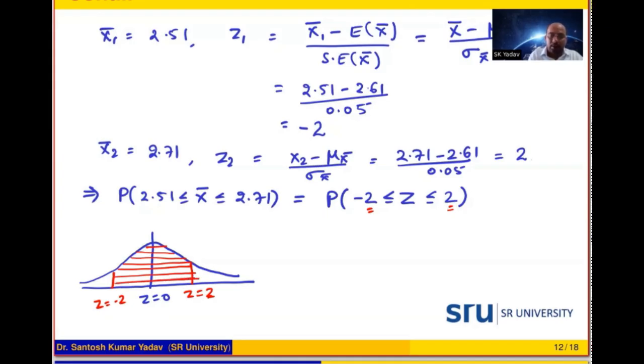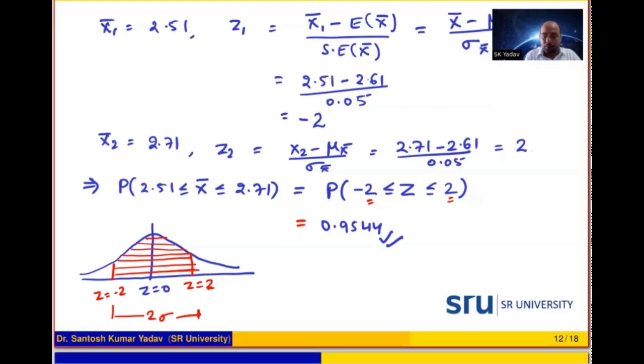And this is very standard. So no tabular value is required because this is the 2 sigma range, which has a total area of around 95%. So your answer is 0.9544. This is the required probability here. So I hope you understand this particular problem. Let us now move to the next problem.